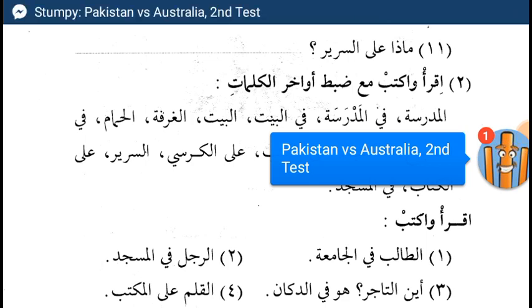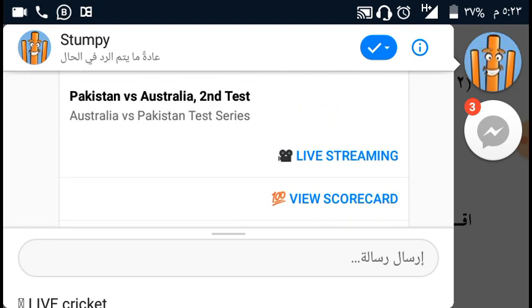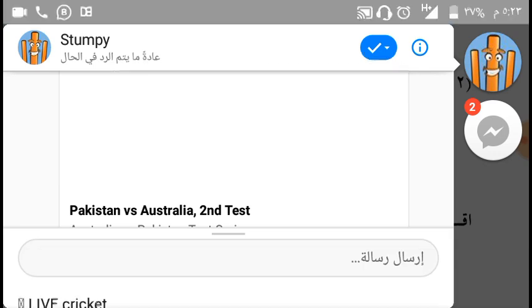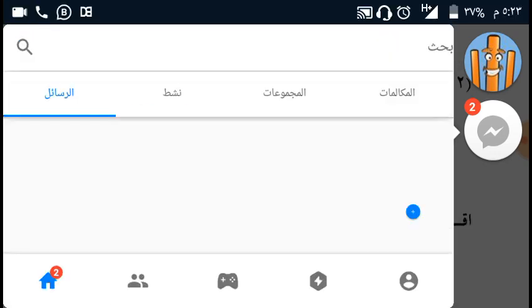Al-madrasatu. Al-madrasa, the school. Fil madrasa, in the school. Okay. Baytun, the house. Al-baytu, the house. Al-ghurfa, the room. Al-hamamu, the bathroom. Fil madbakhi, in the kitchen. Al-maktabu, the desk. Al-maktabi, on the desk. Al-kursiyi, on the chair. السرير, the bed. على الكتاب, on the book. في المسجد, in the mosque.